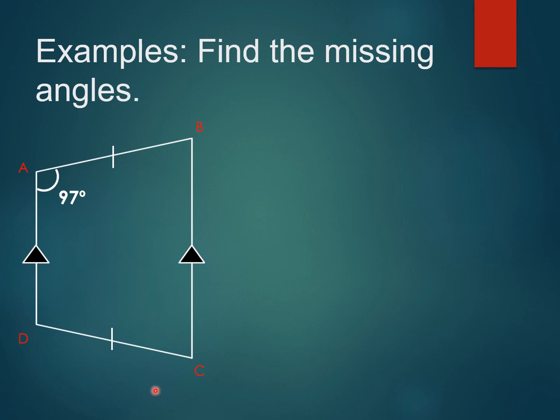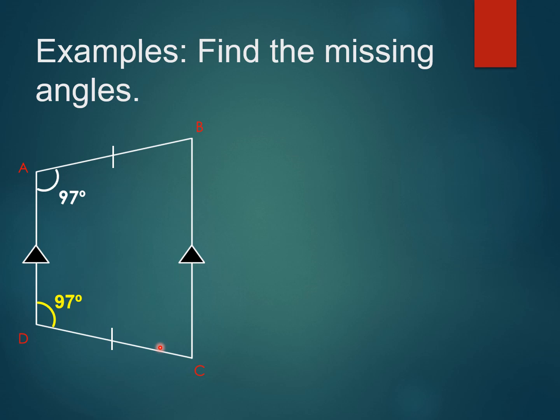Find the missing angles. We have here still an isosceles trapezoid. That's our sample figure. Only one known is given, which is angle A, 97 degrees, and the others are unknown: angle B, angle C, and angle D. We all know that pairs of base angles in an isosceles trapezoid are congruent. So we can say that angle D is also 97 degrees. So we're going to find the values for angle B and angle C.